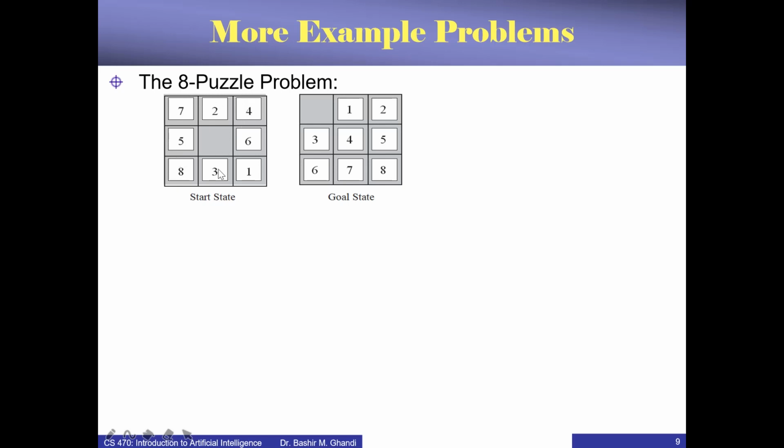The initial state could be any random state, like the one you are seeing here. This could be the start state or the initial state. And the goal of the game is to have the numbers arranged in increasing order. For example, this can be a goal state where the blank is in the first square, and then we have 1, 2, 3, 4, 5, 6, 7, 8.